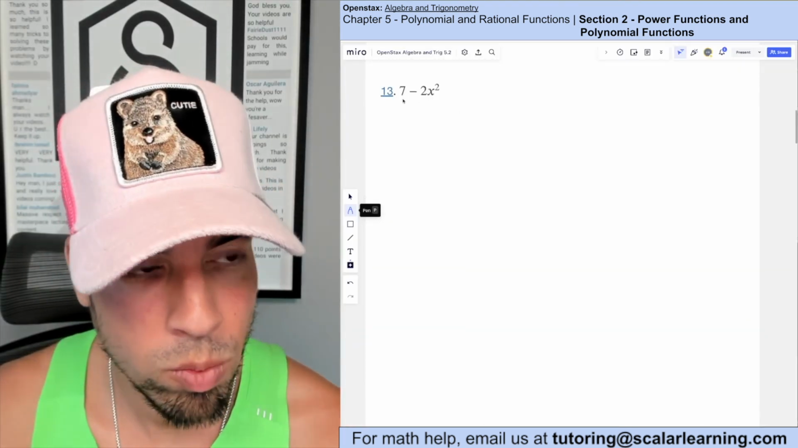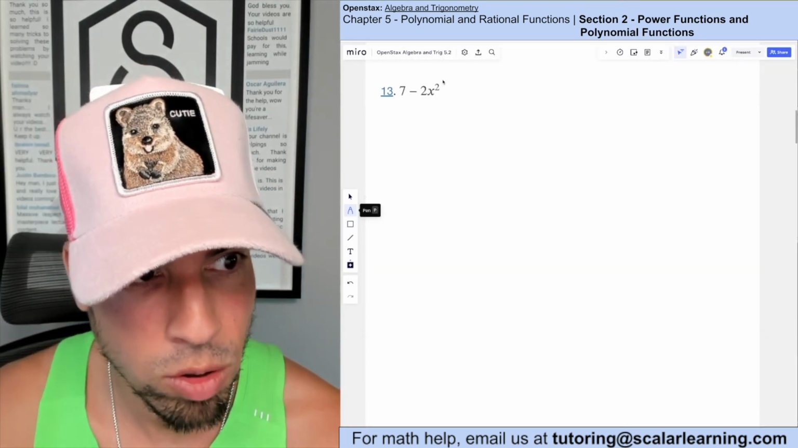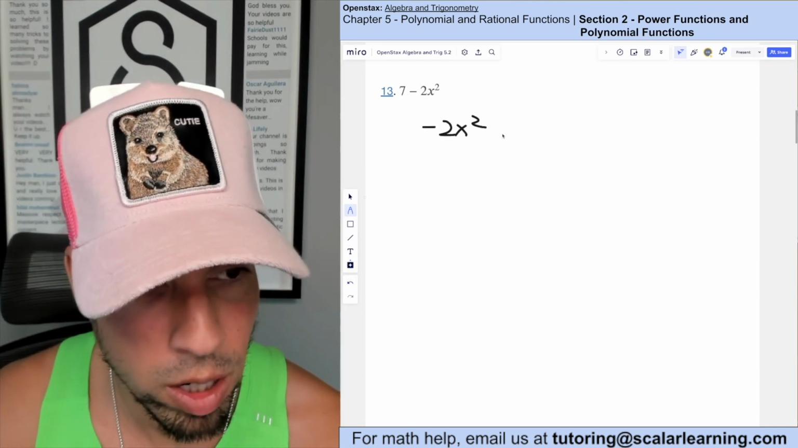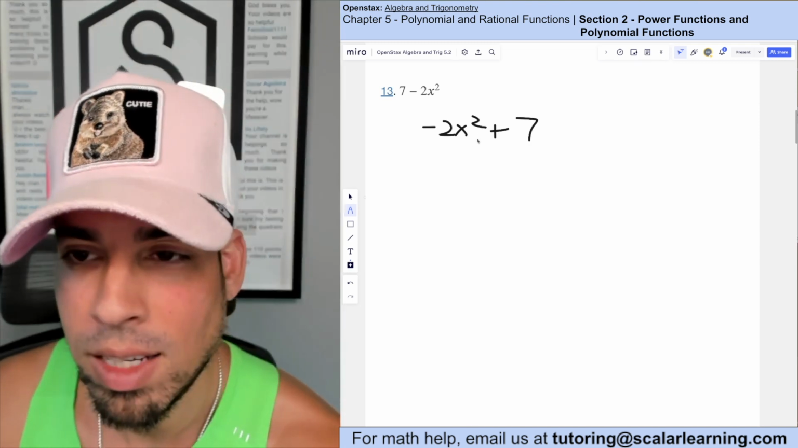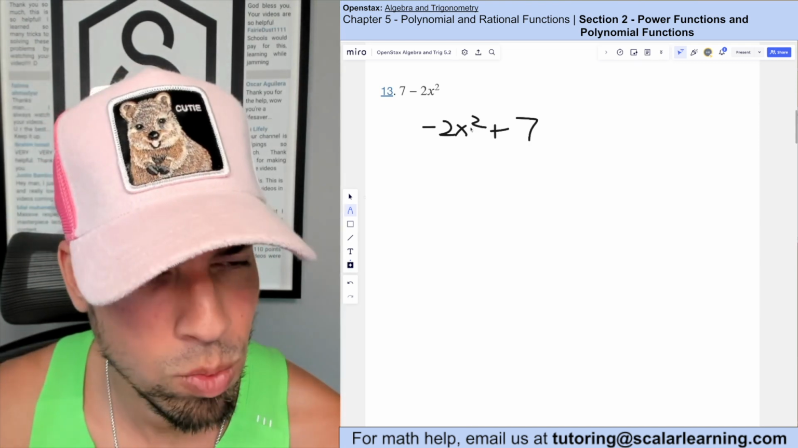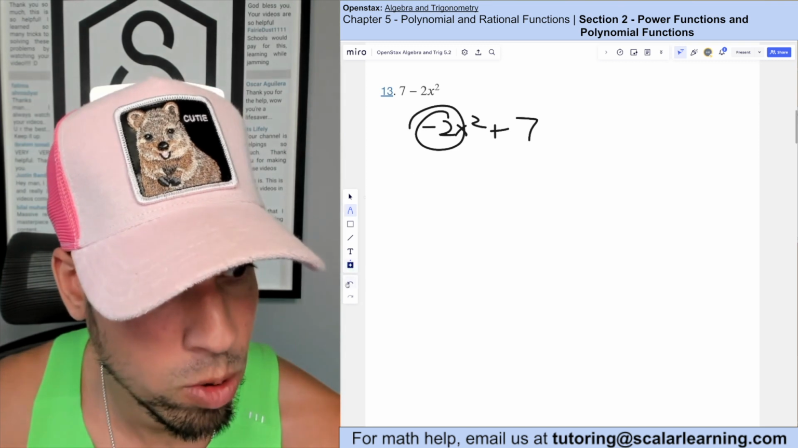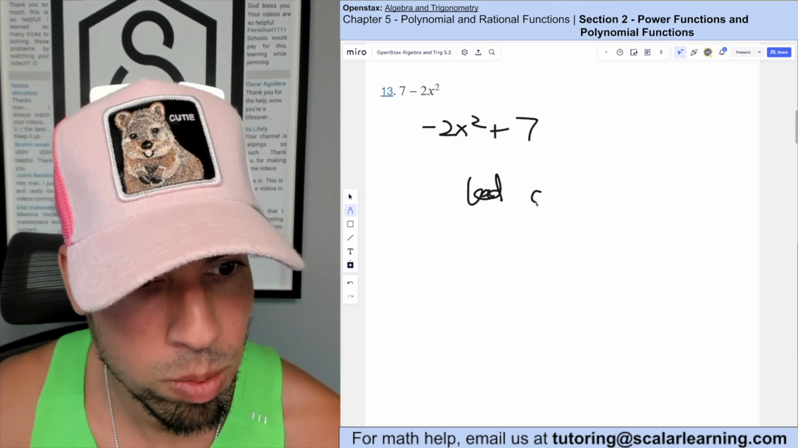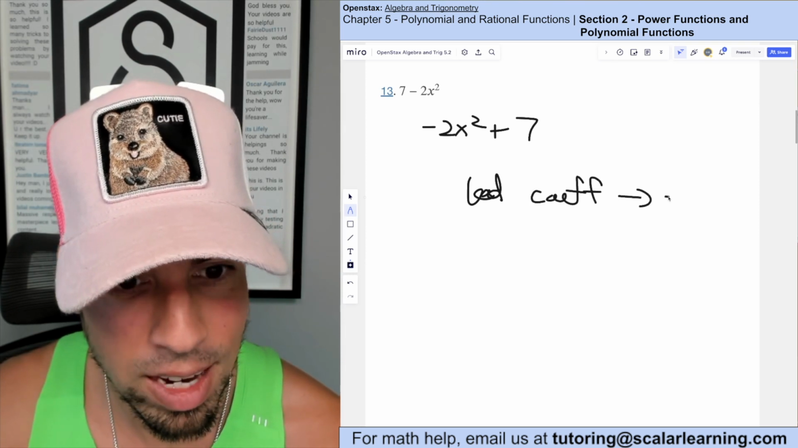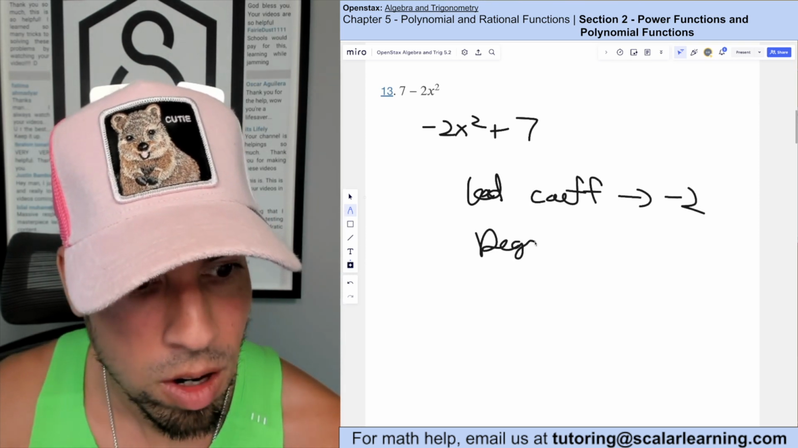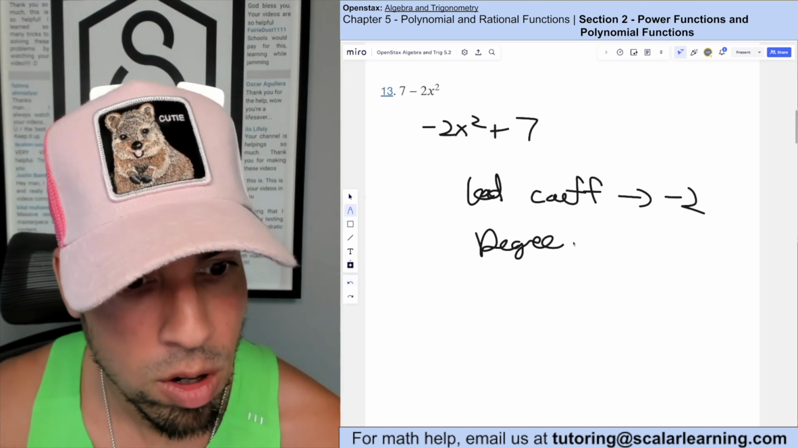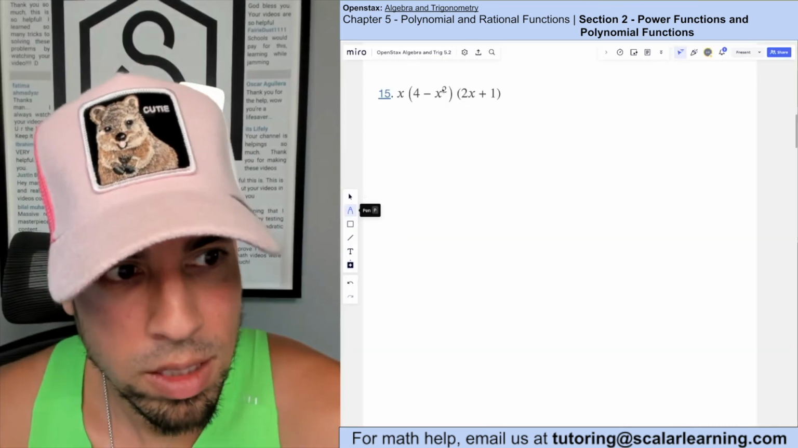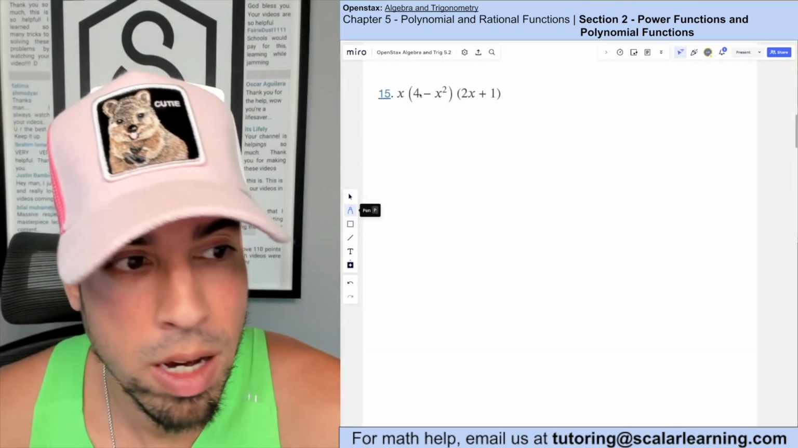So for this polynomial, we have negative 2x squared and 7. So the highest degree is right here, is 2. So we should rewrite this as negative 2x squared plus 7. Now I can say what my leading coefficient is as well as the degree. So the leading coefficient is this number in front of the term with the highest degree. So the leading coefficient is going to be negative 2, and the degree of this polynomial is this guy right here, which is a degree of positive 2. There's your answer, done.